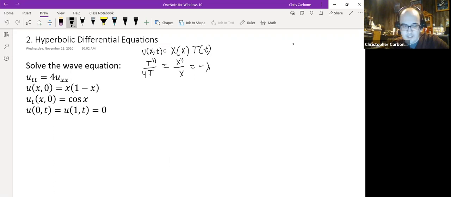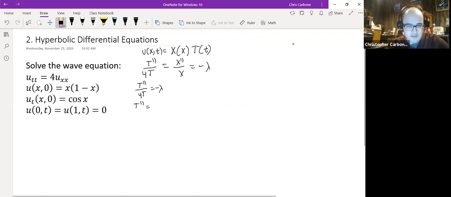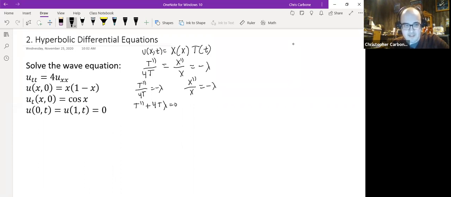And so, based upon that, when we separate these, we have our two equations. So T double prime over 4T is equal to negative lambda. That just means T double prime plus 4 times lambda times T is equal to 0. And the other equation, X double prime over X is equal to negative lambda. That then implies that X double prime plus lambda X is equal to 0.